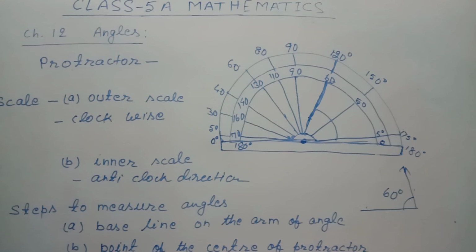So at this point, your confusion about which scale to use to measure the angle, inner or outer, is resolved. I told you, if the baseline of the angle is extended towards the right hand, then you use the inner scale, and if the baseline of the angle is extended towards the left hand, then you use the outer scale.